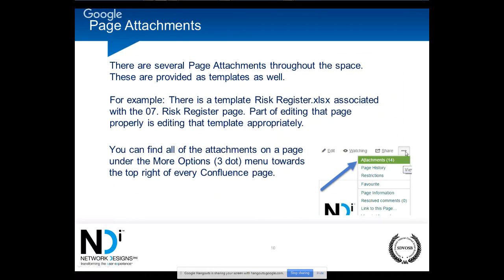If you go into the three-dot menu, this is where you'll find all of the attachments that are listed, but they should be linked properly within your page. So on the risk register page, you'll see that there's a risk register attachment.